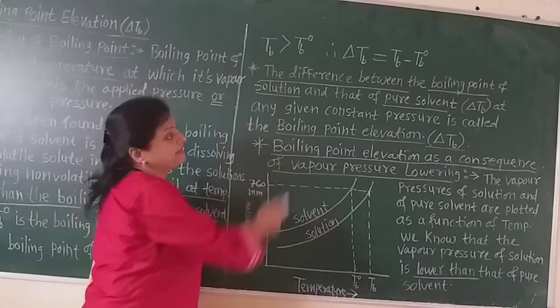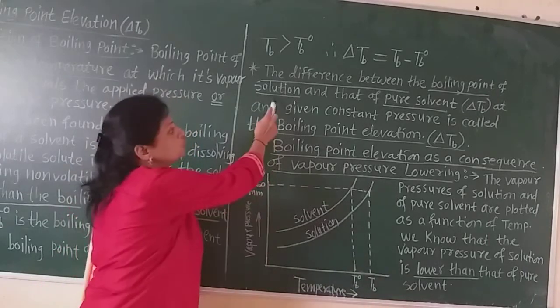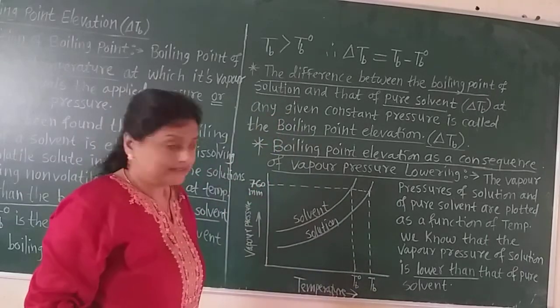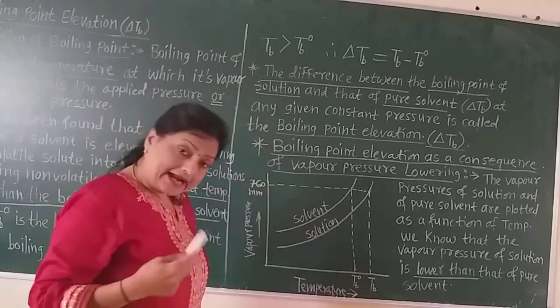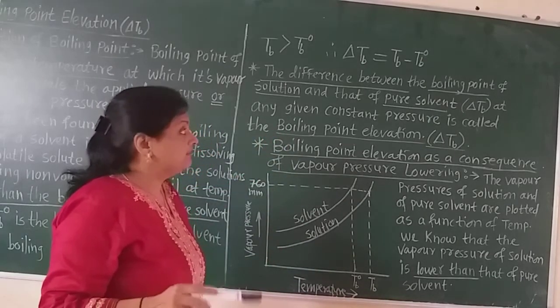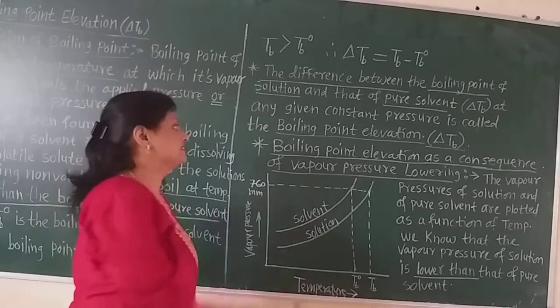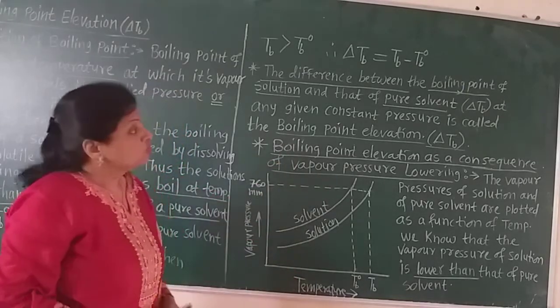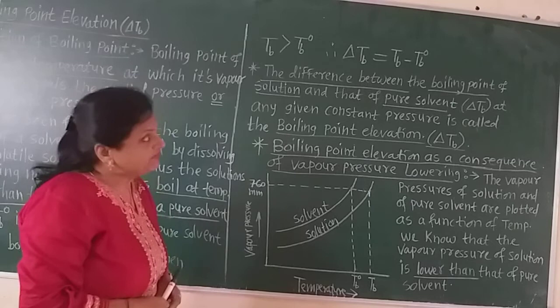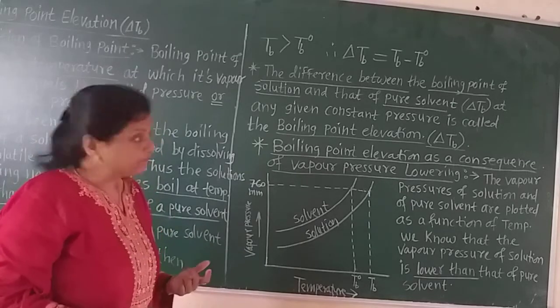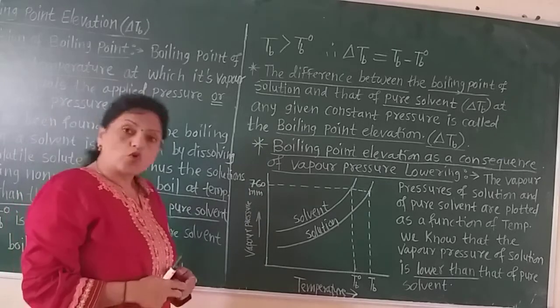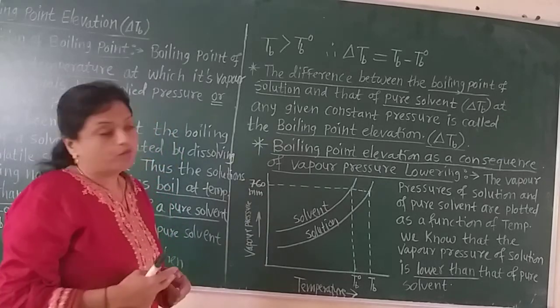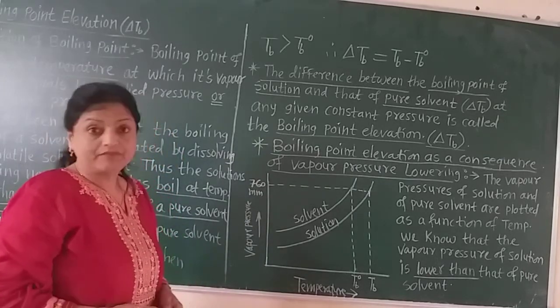The difference between the boiling point of the solution and that of the pure solvent, that is delta TB, at a given pressure is always called the boiling point elevation. So the difference between the boiling points of the solution and the pure solvent at any given constant pressure is called boiling point elevation, or delta TB.